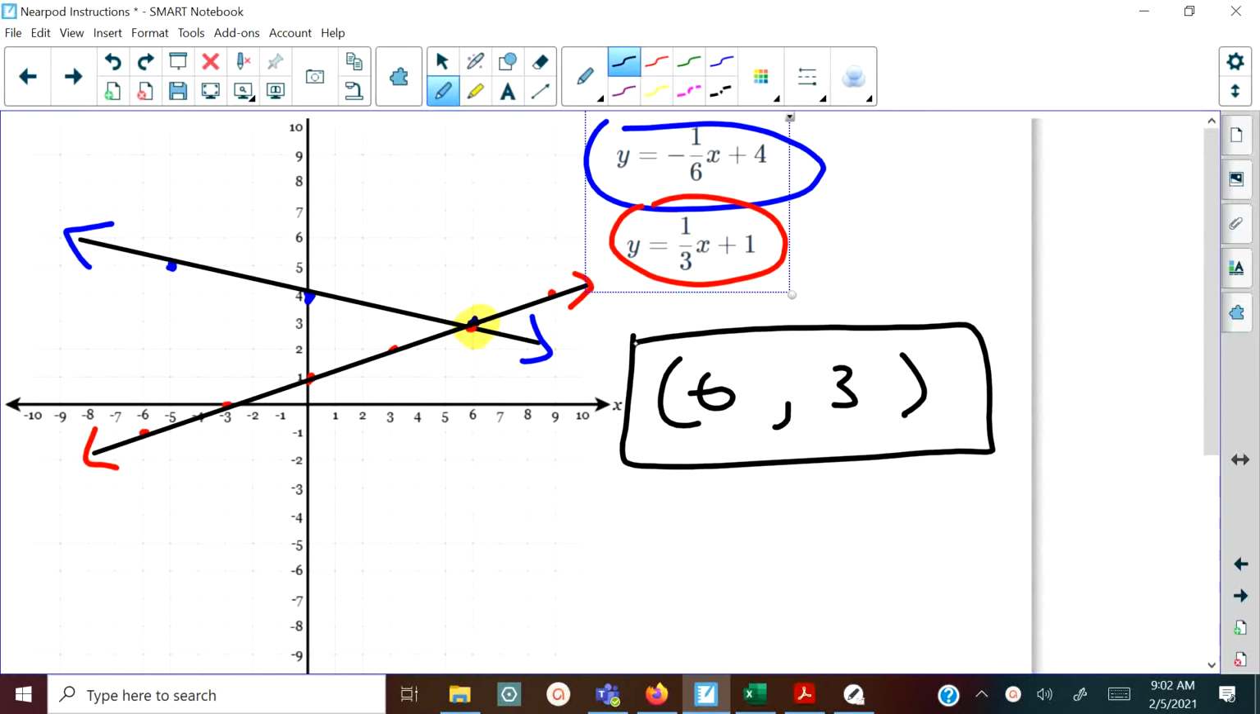Alright, now that was solving linear systems graphically, and on the next video I'm going to show you what to do if your equations are not both in slope-intercept form.